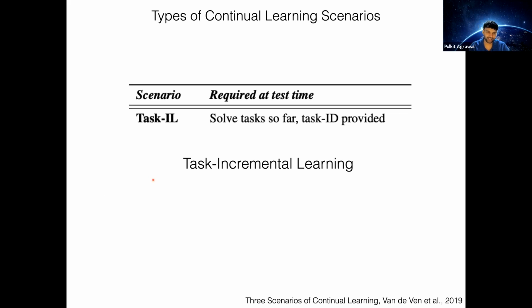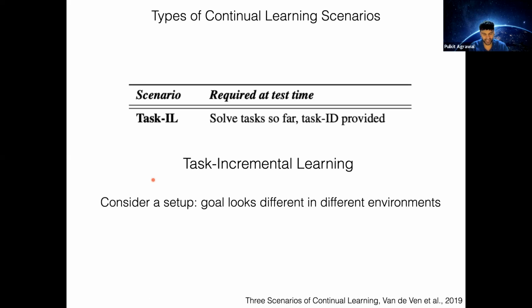What do I mean by this? Consider a setup where an agent has to find a goal. The agent is trained on many different environments, and the goal looks different in different environments. So what the task incremental learning setup means is: given the environment, find the goal. That is, I'm telling you what environment you are in. For example, in environment 1 the goal is red, in environment 2 the goal is blue, in environment 3 the goal is green. So I tell you, you are in environment 3. Now find the goal.